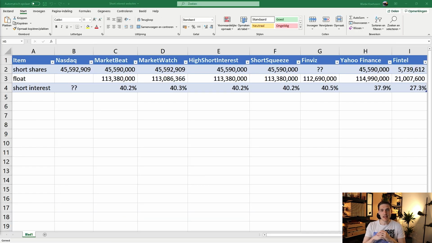As we have seen in the reporting schedule, the companies need to report these shares that are being sold short twice per month. So I created a table of the websites that are used most by traders and investors, and a list of all the numbers that are available to us right now on these specific websites. So we have the NASDAQ, MarketBeat, MarketWatch, High Short Interest, Short Squeeze, Finviz, Yahoo Finance, and Fintel. And we're just going to go through each of these options.